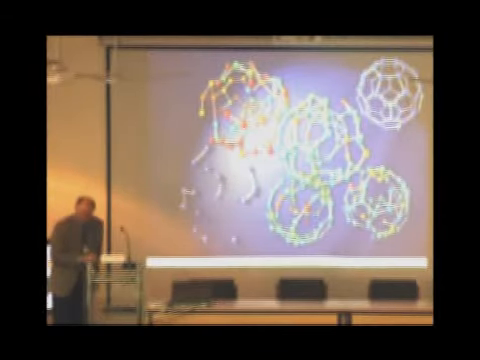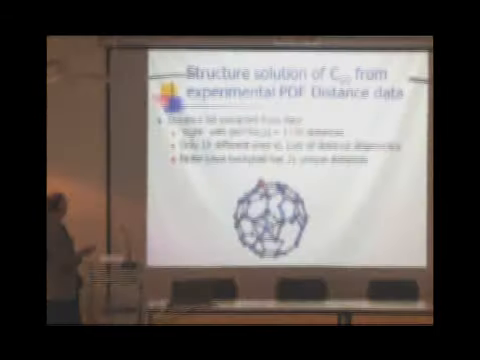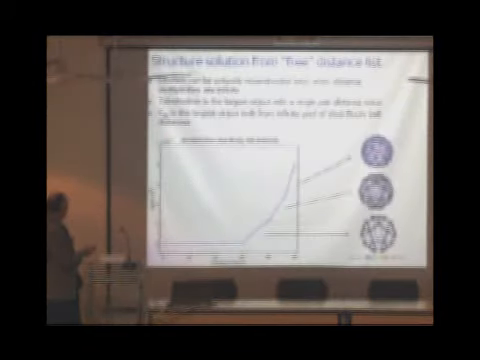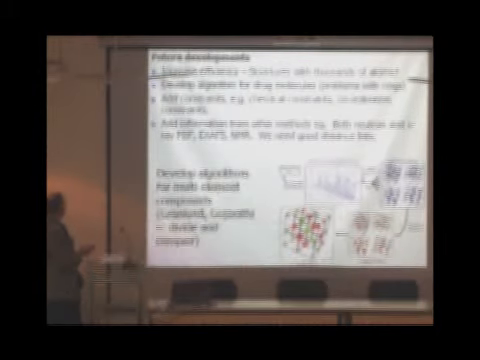And here's the example of how you reconstruct a fullerene. It's a procedure where you build up the structure and then backtrack to remove atoms that are poorly placed. And this is the final structure we got with that experimental data. And these are various other things we've solved.